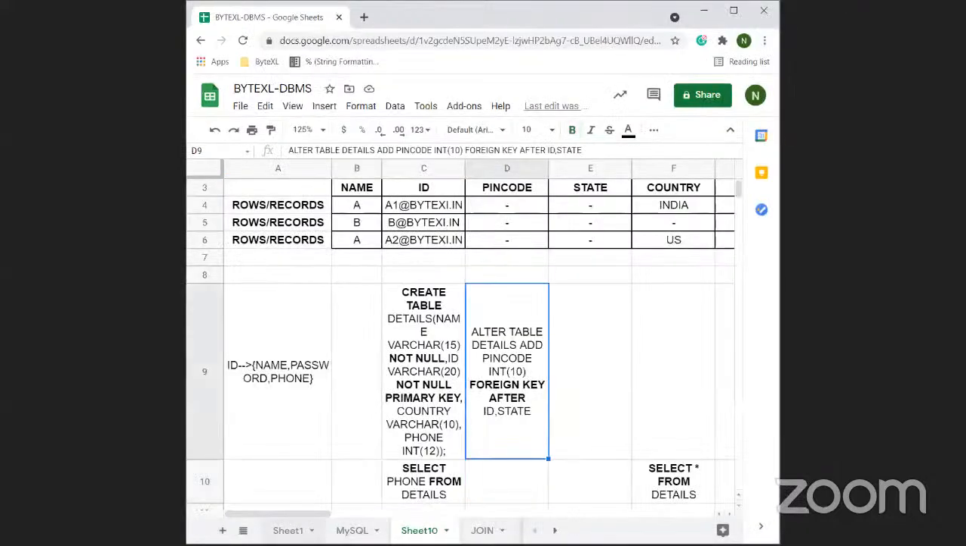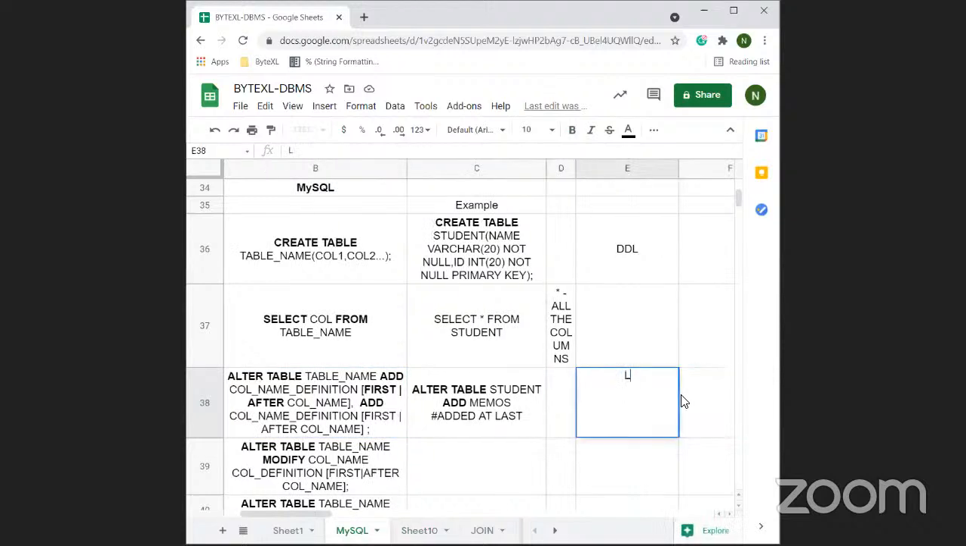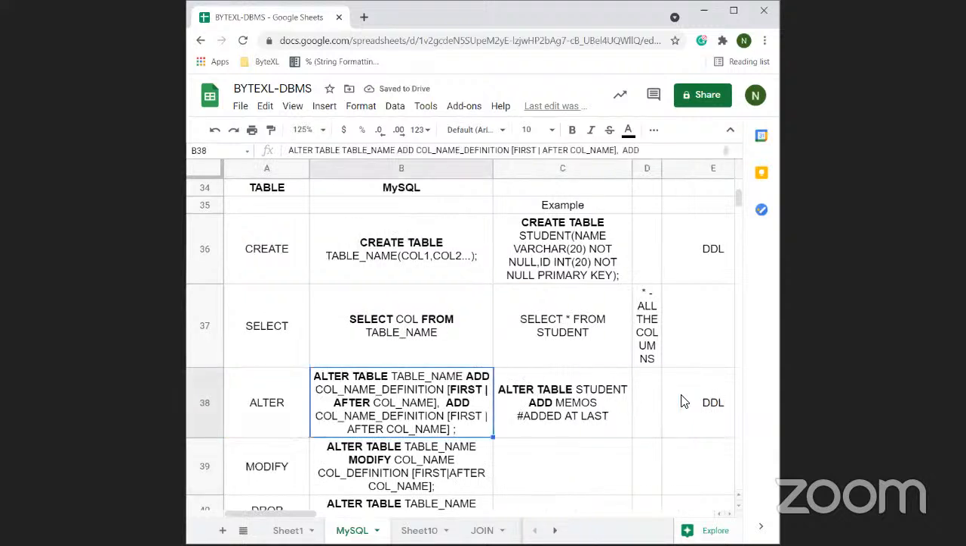So this is how we can alter the table. Now altering the table, again, this is part of a language, but what language? I am manipulating, I am defining the table again. So this is also data definition language. I am changing the table itself. I am not changing the data. So this is also part of data definition language.